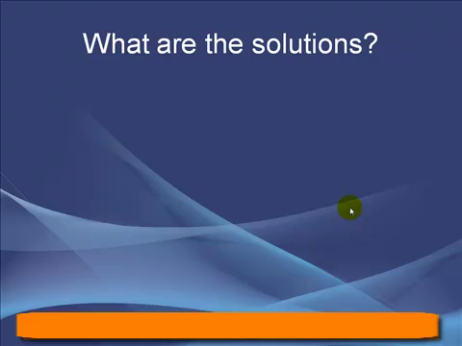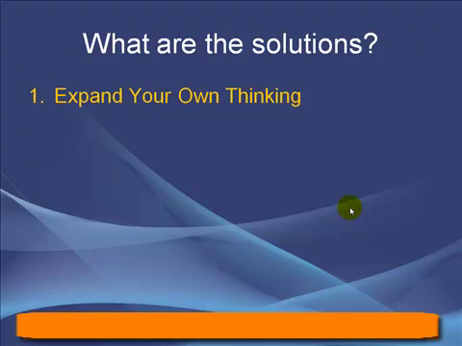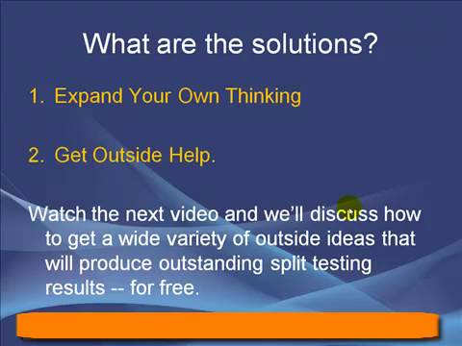So what are the solutions? Well, one is to expand your own thinking, and you will do this naturally over time. You know, you get the seasoned, grizzled veterans of marketing, and they have a much wider view than most people just starting out. However, even their view is fairly limited compared to what can happen when you get outside help. You get a whole bunch of people from different perspectives looking at your thing and trying to make it better. That's where you can get the truly breakthrough ideas. So watch the next video, and we're going to discuss how to get a wide variety of outside ideas that will produce outstanding split testing results for you for free.